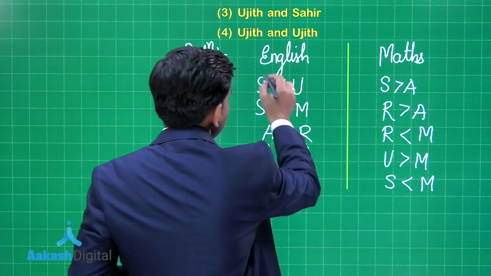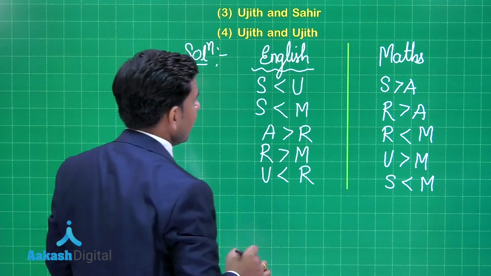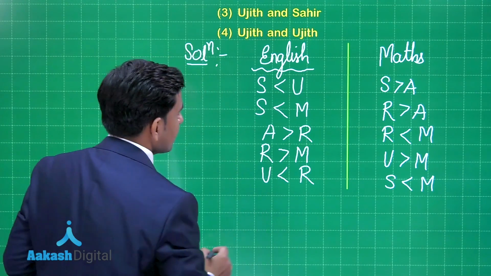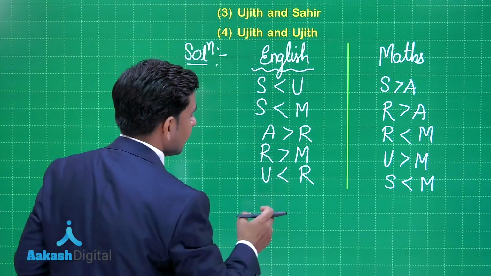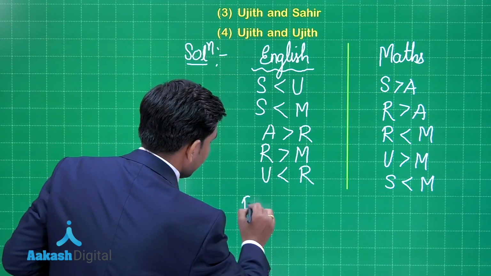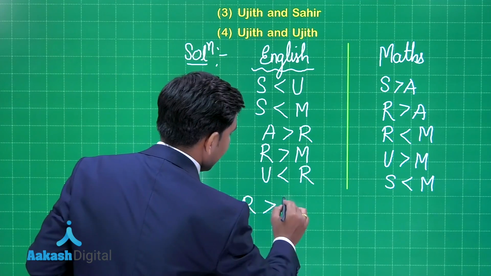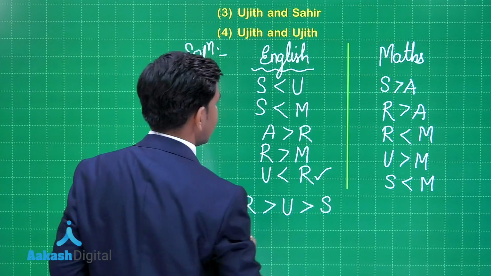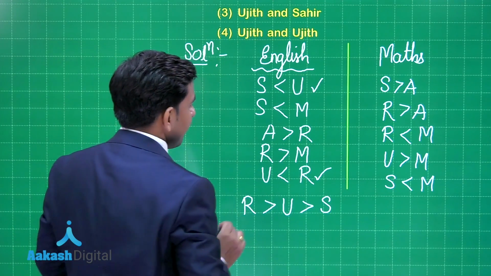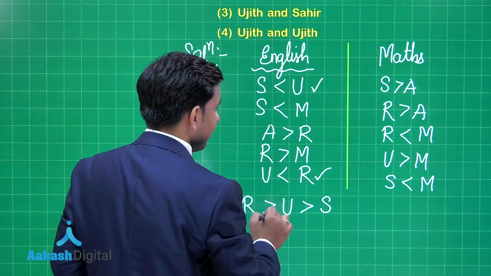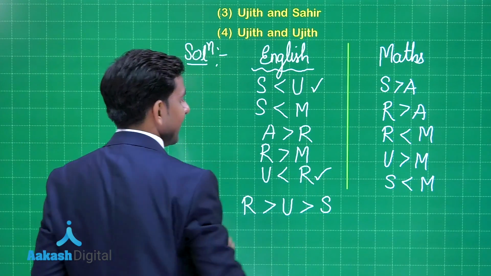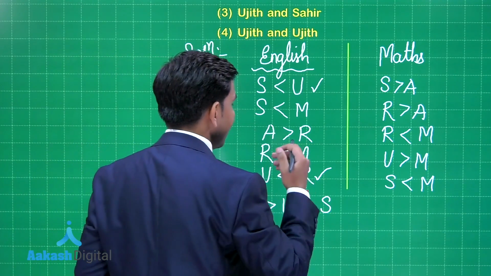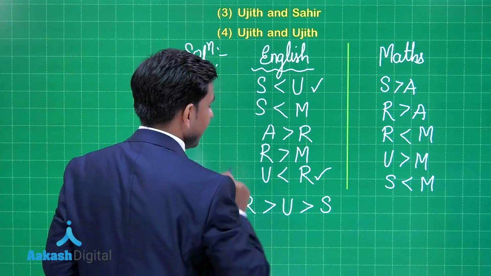So from the relation for English, we can write S is less than U. S is also less than M. And you can also notice one thing here, R is greater than U. So we can write the sequence as R is greater than U, that is greater than S. Clear? So we have used this one and this one. Further we have R is less than M, but M is less than R. So we can write here A is greater than R is greater than M, but M is greater than S.